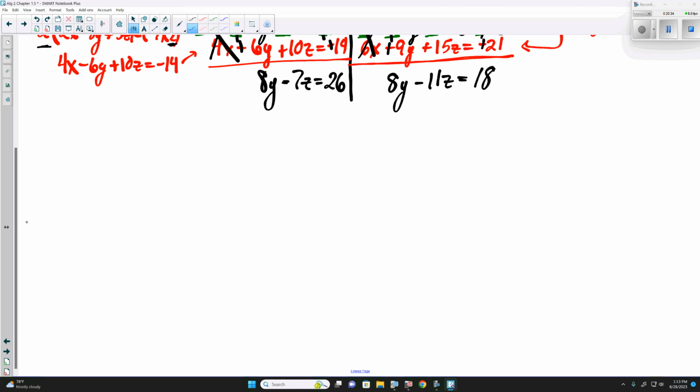What do I have to multiply 8 by to get it to be 8? 1. They're already the same, yes? If at any, especially this point, one of the variables already has the same number in front of it, that's the one you eliminate next. Because I don't have to do anything to this 8y to get it to be 8y. They're already the same, yes? So we can eliminate it. So our next step is just put them over the top of each other, and we're going to eliminate.